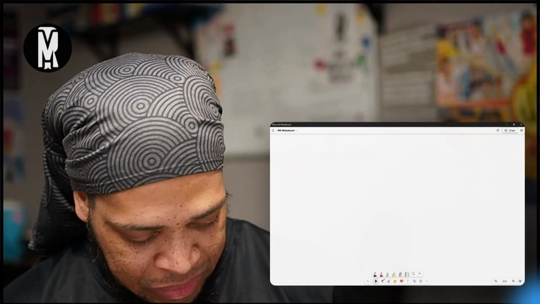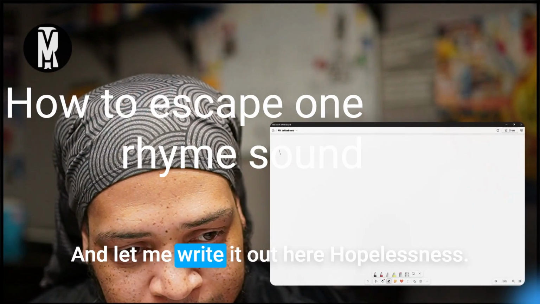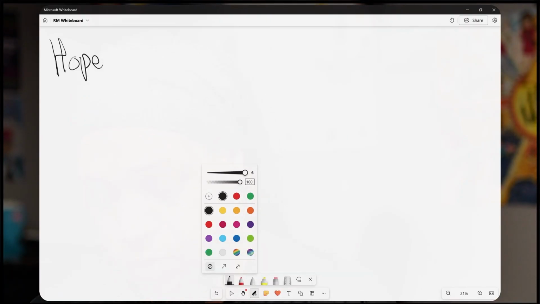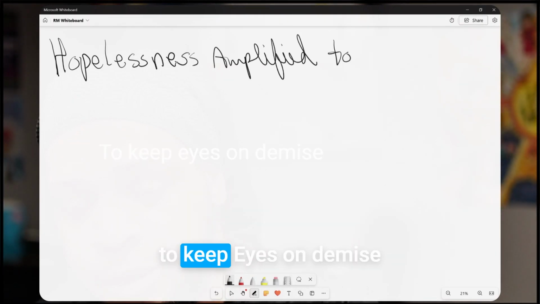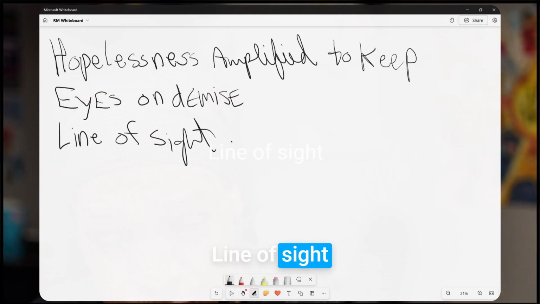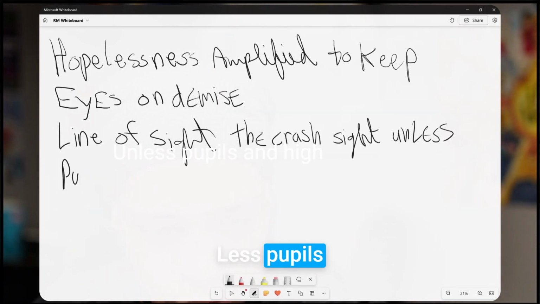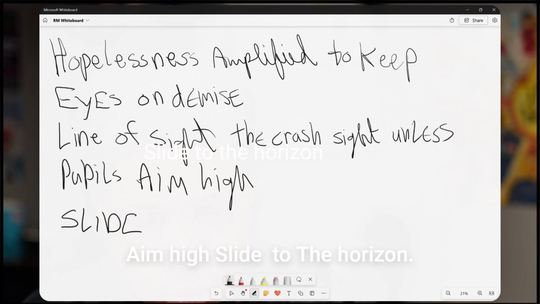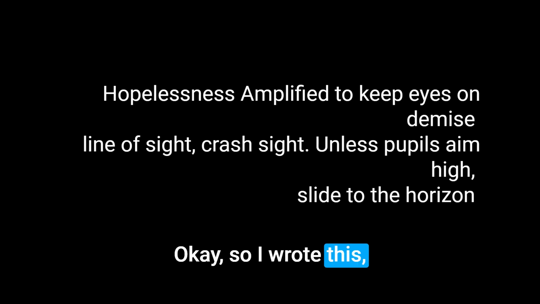So recently, this bar popped into my journal, and let me write it out here. Hopelessness, hopelessness, amplified, keep eyes on demand, on a site, crash, sightless pupils, aim high, slide to the horizon. Okay, so I wrote these bars.